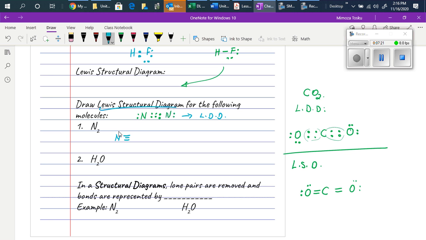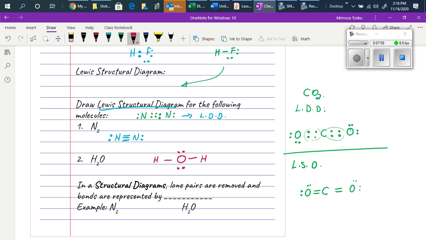And then each of the nitrogens will have two electrons on the outer shell. And when we are drawing the Lewis structural diagram for water, we have a single bond in between the oxygen and both hydrogens, and then four electrons in the other one.